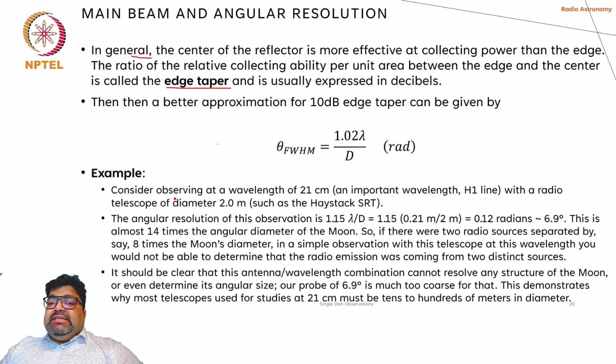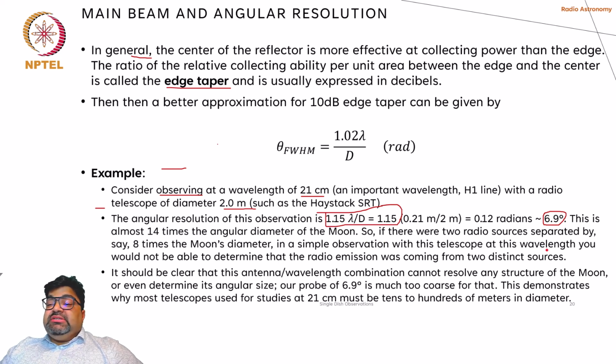Now let's take up a case study. Consider observing at a wavelength of 21 centimeter with a radio telescope of diameter 2 meter, as in this small telescope in Haystack. The angular resolution of this observation is 1.15 lambda over d. So that comes out to be 6.9 degree. That's the HPBW. So it can differentiate between two sources which are 7 degree apart.